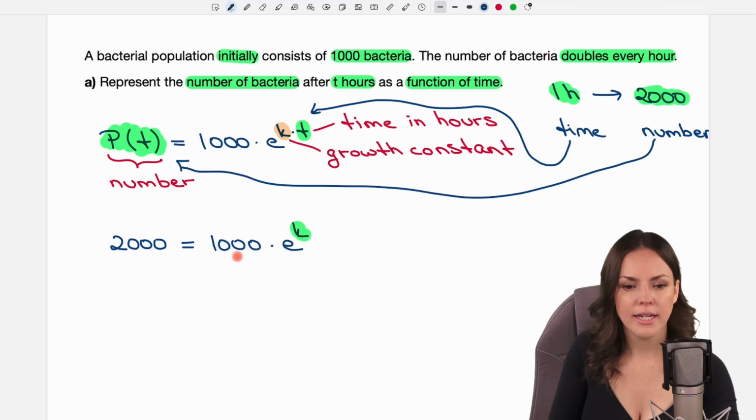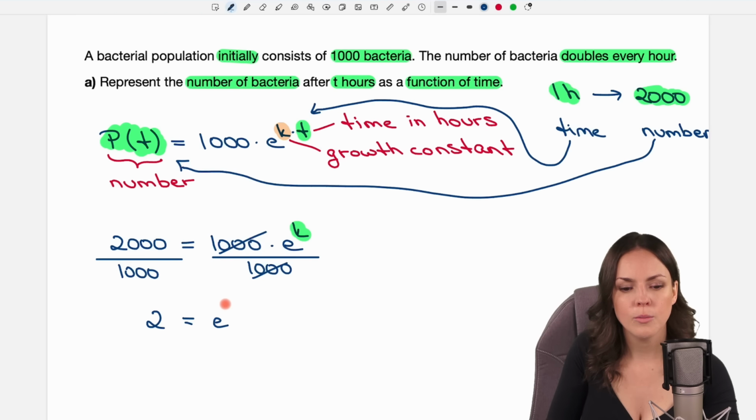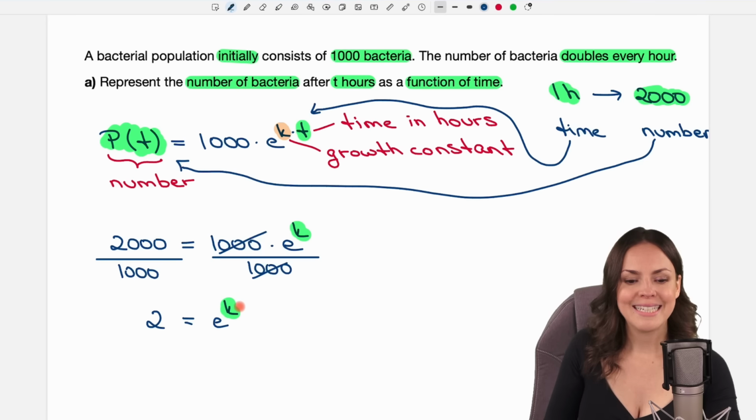And to solve for k, let's get rid of the 1,000 here first by dividing both sides of the equation by 1,000. Then we have 2,000 over 1,000 equals 2. And here this cancels out and only e to the power of k is left. If we want to solve for k, we have to get k out of this exponent here. And we have e to the power of k.